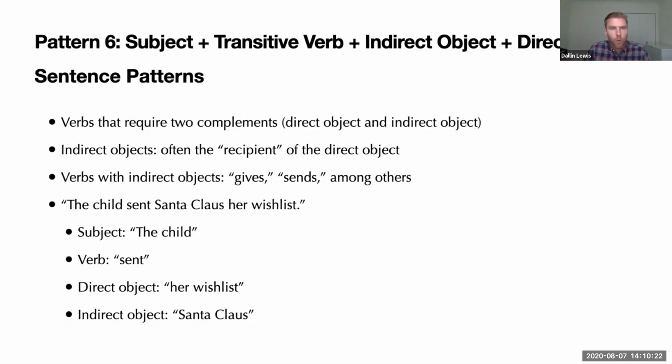Some verbs require, and this is pattern number 6, two complements, a direct object and an indirect object. Now, the indirect object is a nominal that is the recipient of the direct object. It's usually an actual thing or person. So verbs like gives or sends can require indirect objects. The child sent Santa Claus her wish list. The child is the subject. Sent is the verb. What was sent? The wish list. Who was it sent to? Santa Claus. The child sent Santa Claus her wish list.